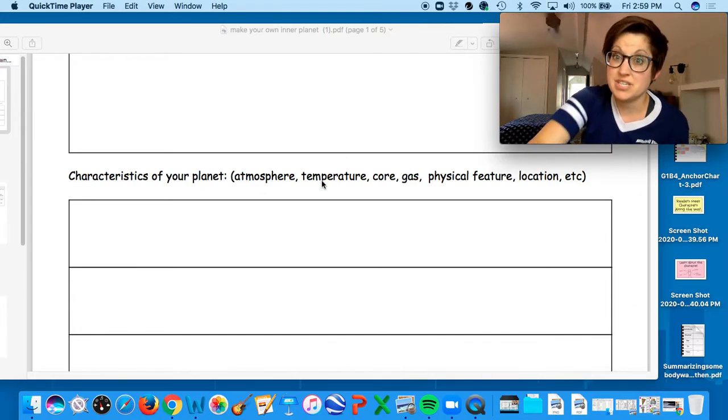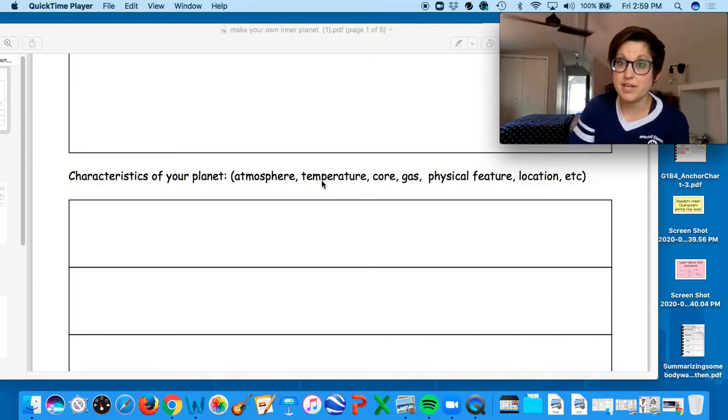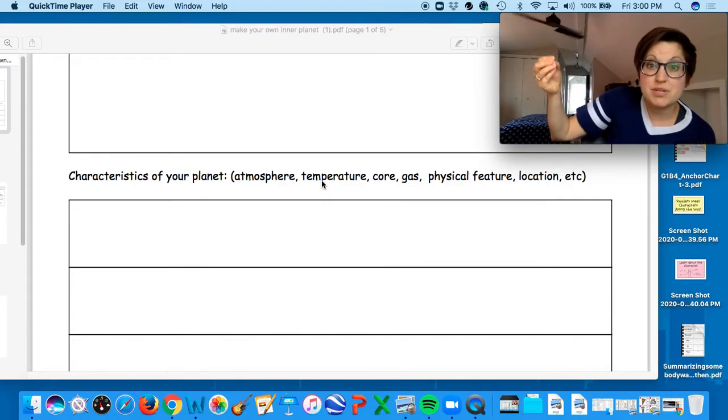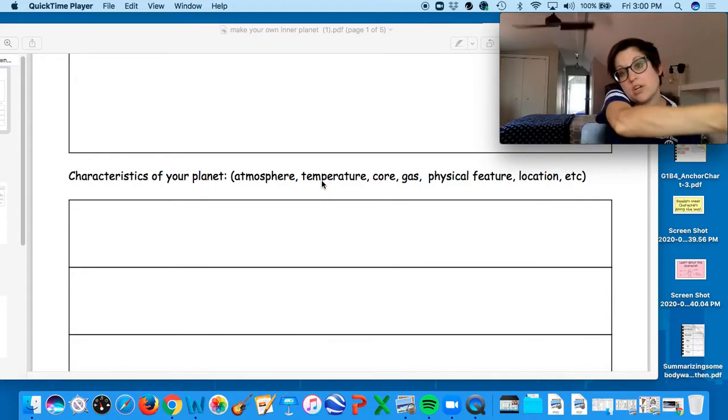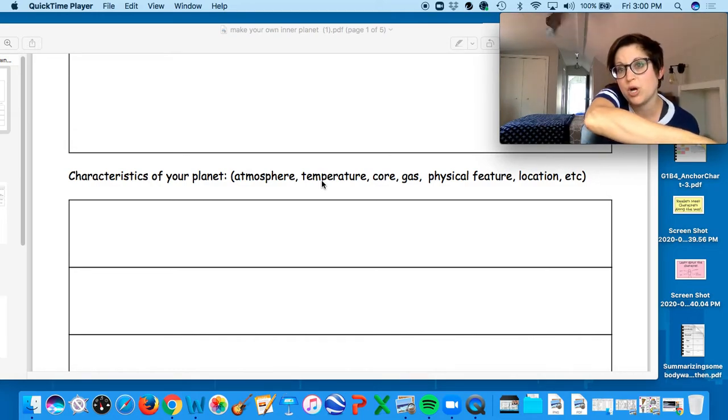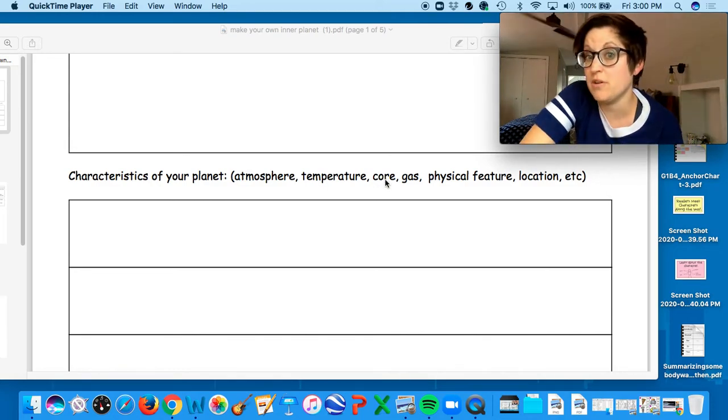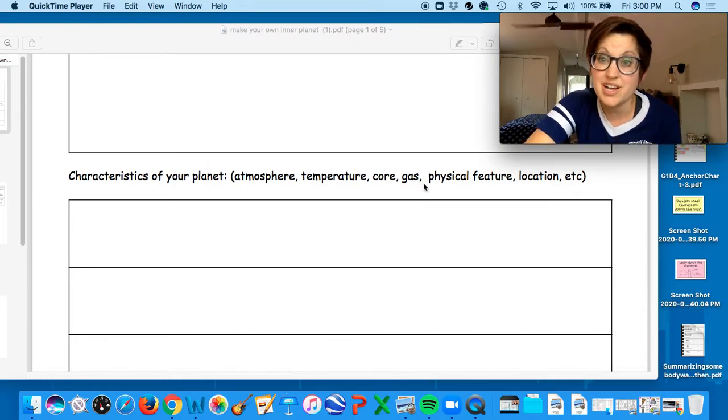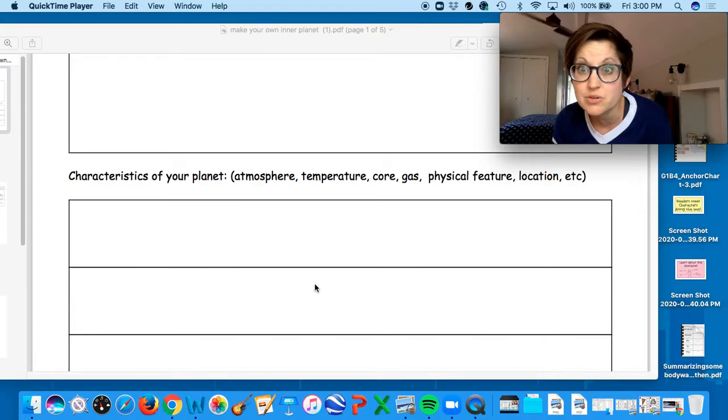You could talk about its temperature. Now remember, our inner planets are not super, super cold because they're closer to the sun. So you have to think about, is it going to be super close to the sun like Mercury or is it going to be a little bit further out like where Mars is? You can talk about its core. You can talk about the gas. You can talk about what its surface looks like, its location. Is it the new second planet in our solar system?